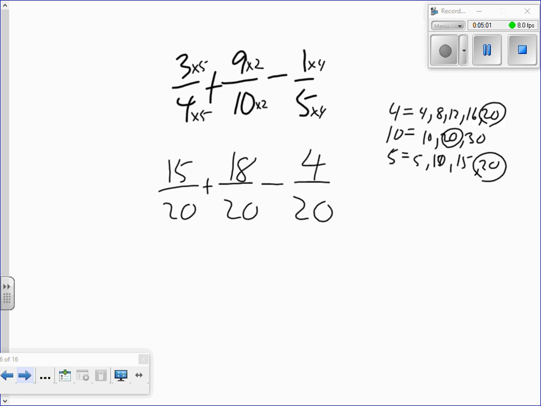Now, because your denominators are the same and you're just dealing with addition and subtraction, you technically could keep the denominator, add those two parts, and subtract this part. So 15 plus 18 is 33.